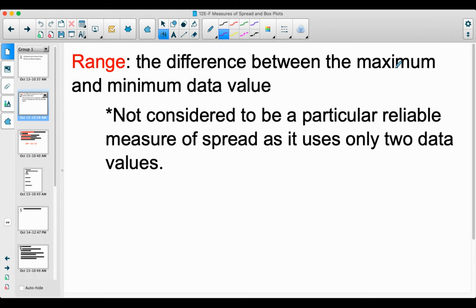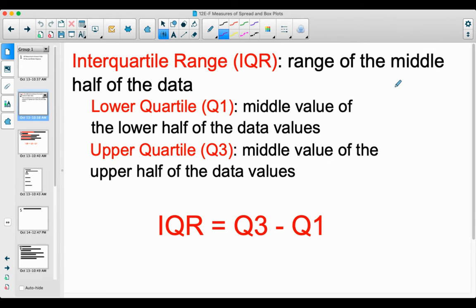So our range, very simple. You guys know it's the difference between your max and your min value. Not necessarily reliable because it's only using two values of your data. So, not something that I would use to describe much of the data.